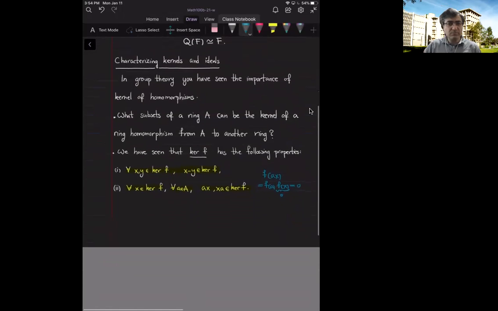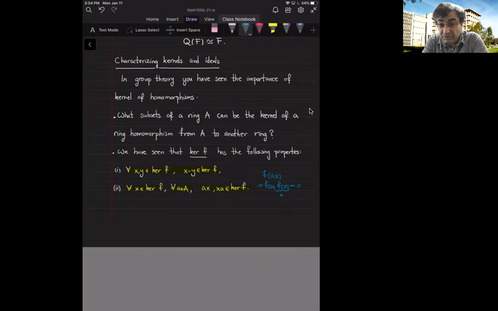Now, the next thing that we want to do is to characterize kernels. How can I distinguish kernels from an arbitrary subset of a ring? In group theory, you've seen the importance of kernels. You've seen isomorphism theorems. And we want to do the same for rings now.